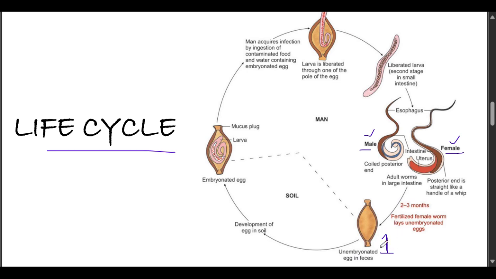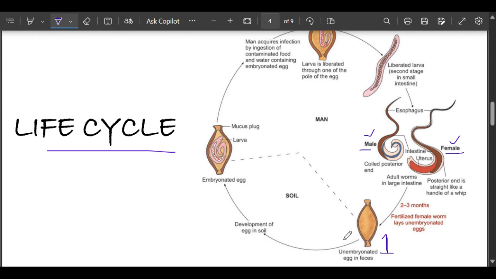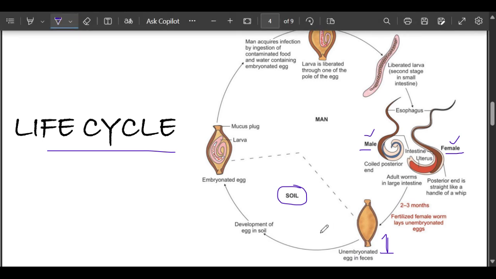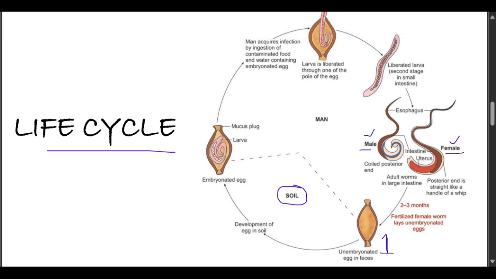Okay, this will be considered as our first stage where the unembryonated eggs are passed in feces. When they are passed in feces, these unembryonated eggs will undergo development. This development will occur in the soil, where these particular eggs will develop into a two cell stage.